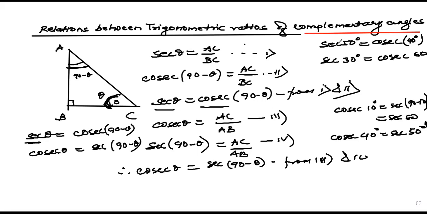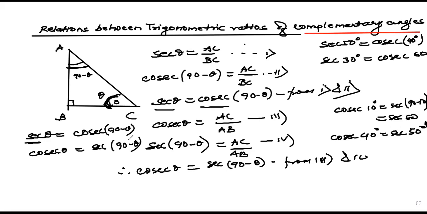You can see the examples here. Sec 50 has no co, so add co, it will change to cosec. Cosec of 90 minus 50, 40. Sec 30 changes to cosec, 90 minus 30 is 60. Cosec 10, remove the co, it will change to sec. Sec of 90 minus 10, sec 80 degrees. Cosec 40 degrees, remove the co, it changes to sec of 90 minus 40, 50 degrees.